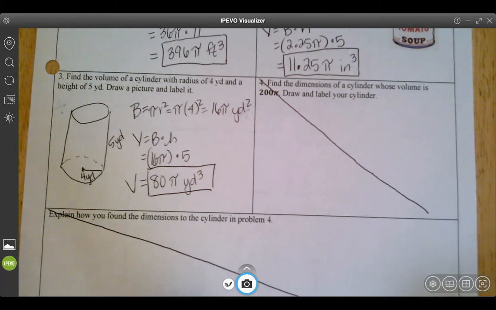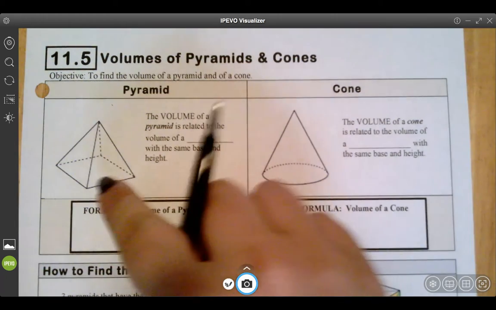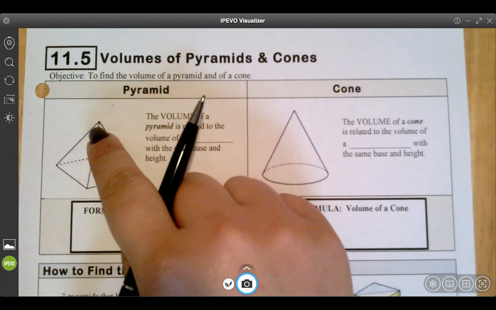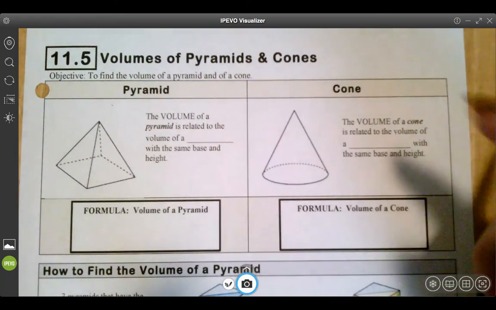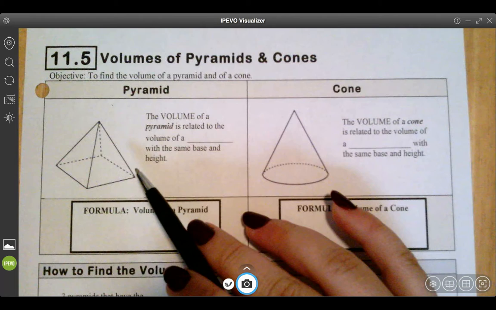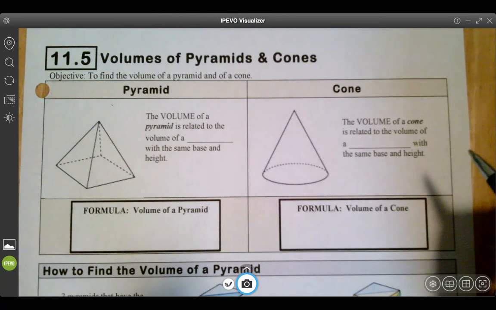So let's take a look at section 5. In section 5, we're looking at the volume of pyramids and cones. Our objective is to find said volumes. So if you'll remember, a pyramid has the same base and it can have the same height as a prism, but it goes off to a point. So we can really fit each pyramid into a prism. And the relationship is going to be a 1-to-3 relationship. We'll talk about that in just a second, but that is the key, 1-to-3.